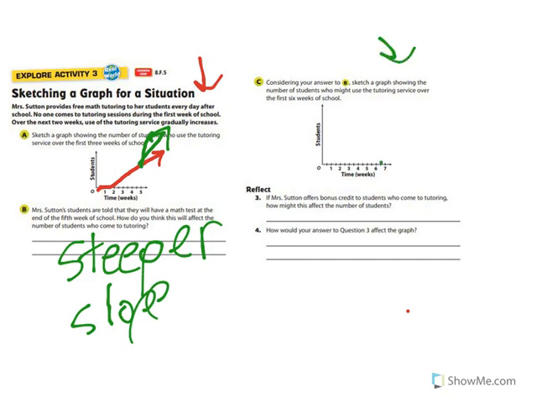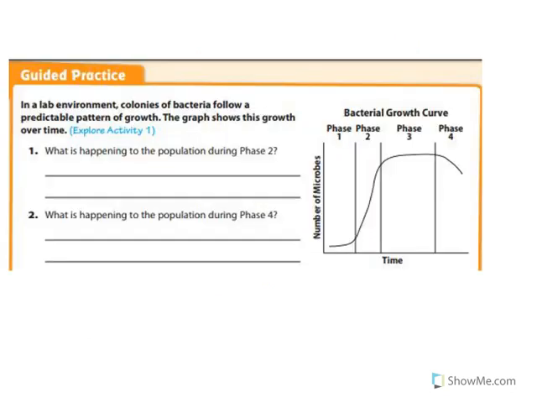All right, so the 6th week was after the tutoring, close to the test. So I'm going to retrace that. The first week of school there was none, and then we're going up, and then once we're getting here, a steeper slope. Mr. Sutton offers bonus credit to students who come to tutoring. How might this affect the number of students? All right, so once again, it's going to increase the rate. It's going to make it even steeper. And whatever point that is that she is doing that, the rate and the slope of your line is going to increase even more.